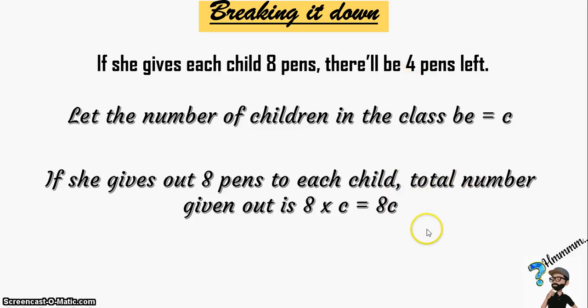Beautiful. So out of the total packets, 2 packets of pens, she takes away 8C, she still has 4. That's the meaning of that. 2P, which is the total number of pens in the 2 packets, minus 8C, which is the total number given to the children, you would have 4 extra left.